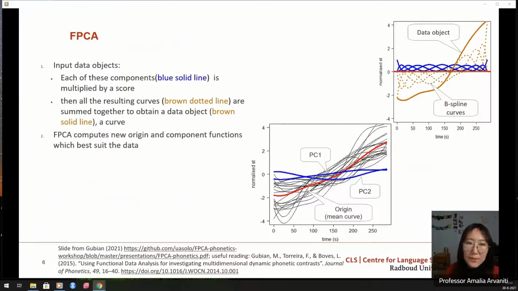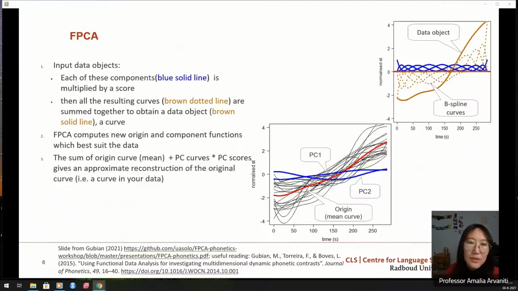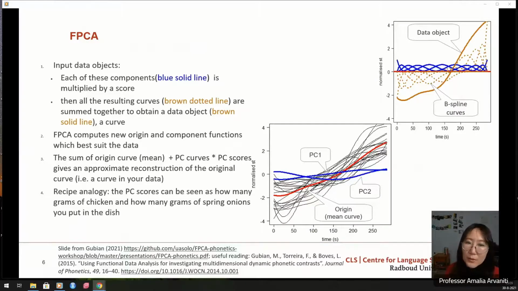Then FPCA computes a new origin, which is the red line, and component functions which can best suit the data, which are these 2 blue lines. They're PC1 and PC2. The sum of the origin curve plus PC curves times PC scores gives an approximate reconstruction of the original curve, that is, the curve in your data. If we go back to the recipe analogy, the PC scores can be seen as how many grams of chicken and how many grams of spring onion you put in your dish.